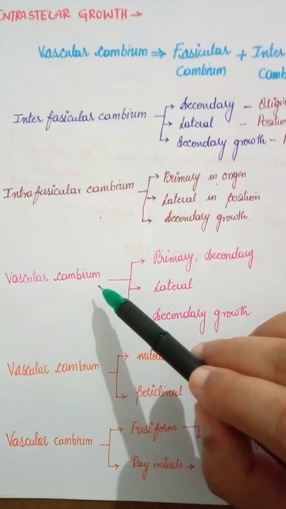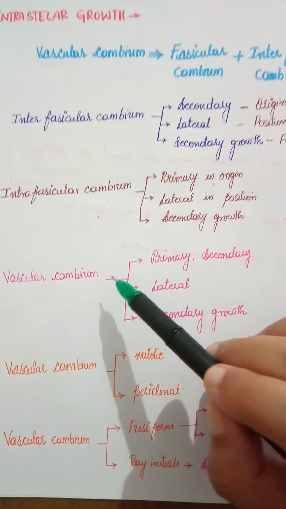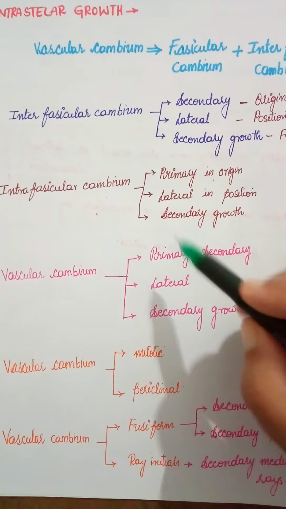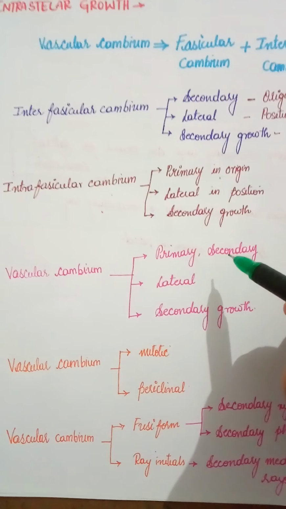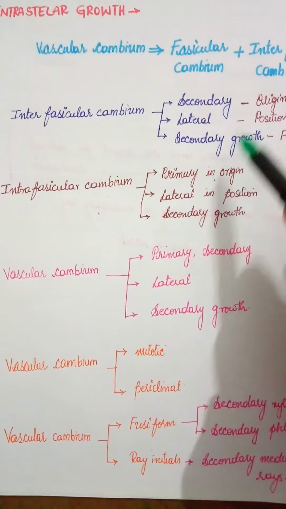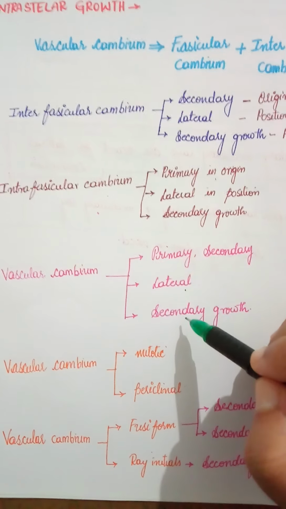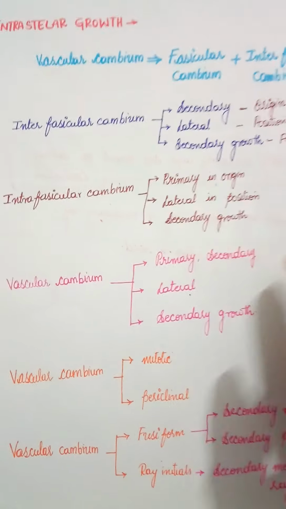Now this vascular cambial ring, which is formed by the fusion of the fascicular cambium and the interfascicular cambium, is primary as well as secondary in origin, because intrafascicular is primary in origin and interfascicular is secondary in origin. Okay, and it is a lateral meristem, and of course you know the function very well. It helps in the secondary growth.